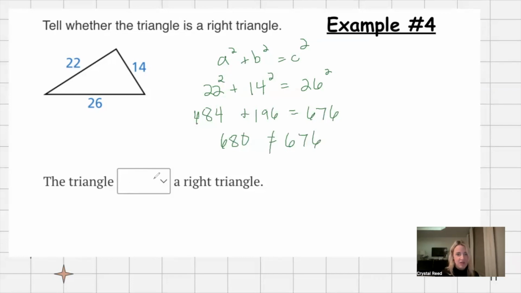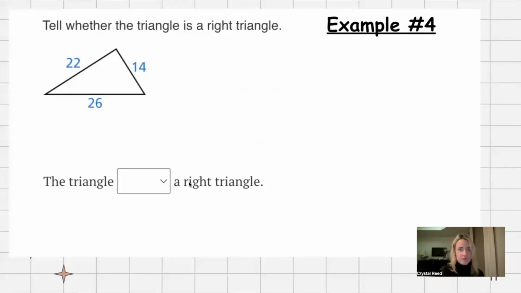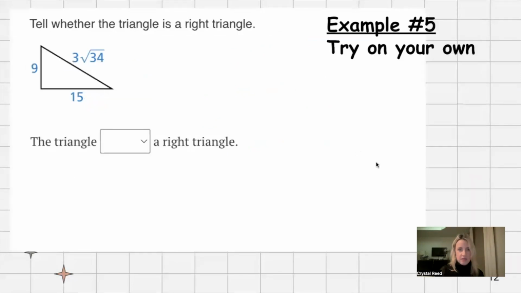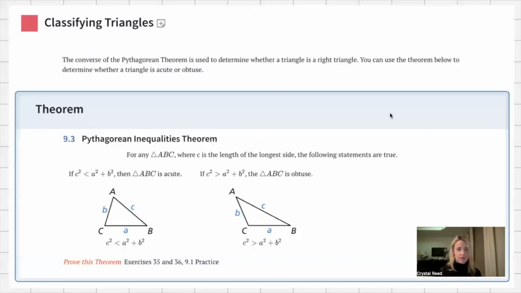So the triangle is not a right triangle. So you just want to check that Pythagorean theorem, check it out to see if it works or not. Okay, that's how we do those. Let's skip forward to the next one here.